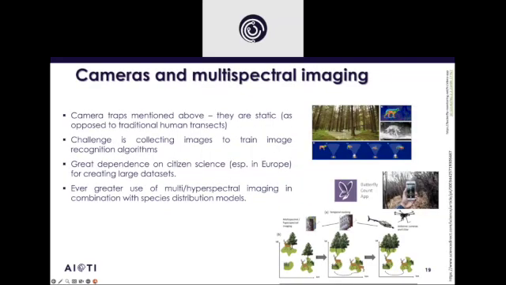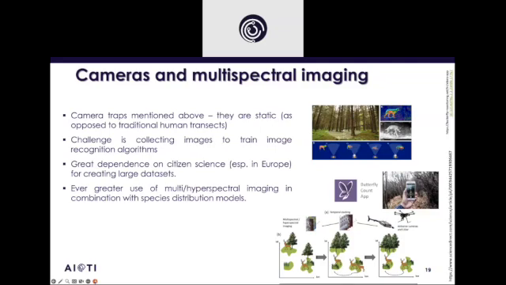Next slide, please. So this is where you get more specific. Using camera traps, as mentioned above, you're able to identify the specific insect. But cameras are static. And this is an important point we'll come back to, as opposed to traditional human transects. The challenge is to collect images to train the recognition algorithms. And as noted previously, there's a great dependence on citizen science for creating these large data sets. And that means that in areas in the world where we don't have so many citizens on the ground engaged, it's more difficult to collect the necessary data sets to actually build these systems.